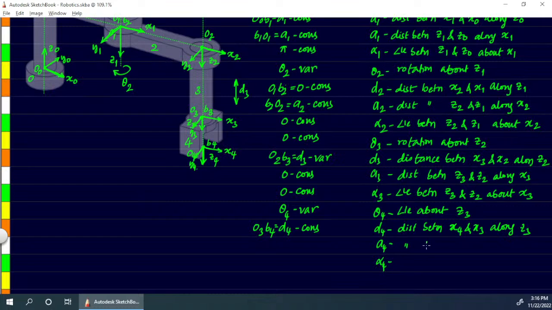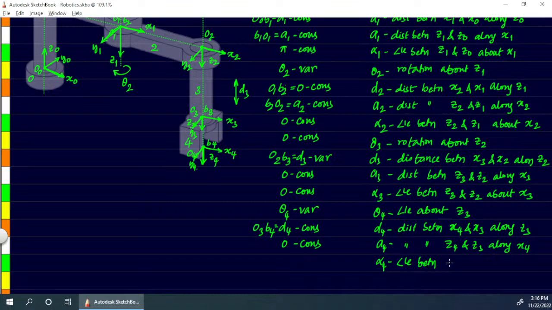a4 is the distance between current z and previous z axis. So current z axis is z4, previous z axis is z3, and we have to measure this along the current x axis, that is x4. So measure the distance between these two axes, z3 and z4, along x4. Because these two are overlapping, that distance is going to remain constant at 0. And finally, alpha 4 is the angle.